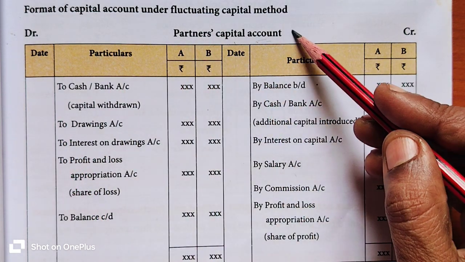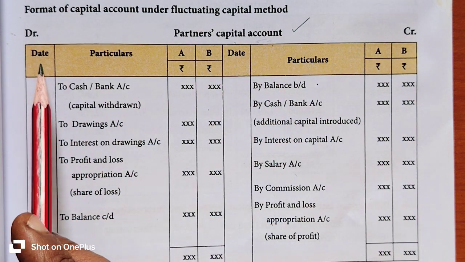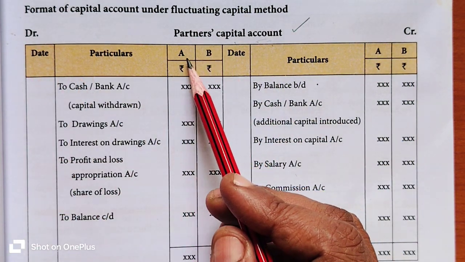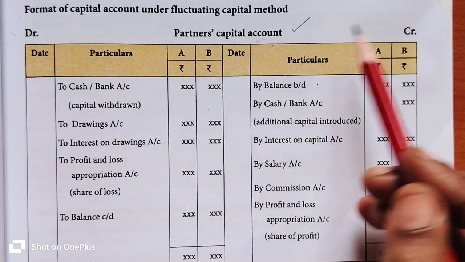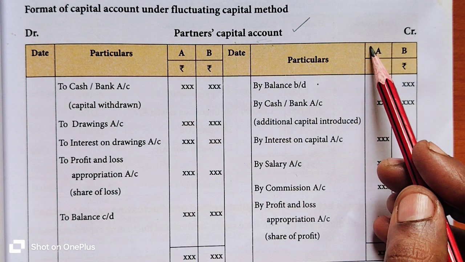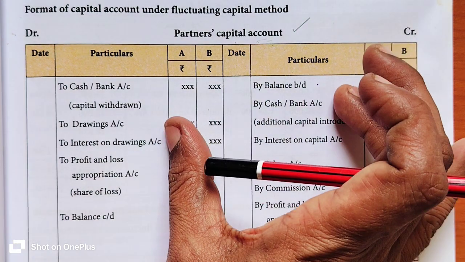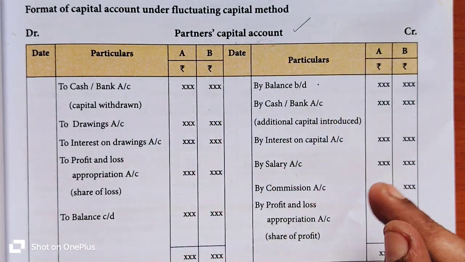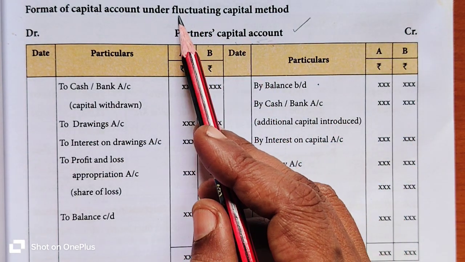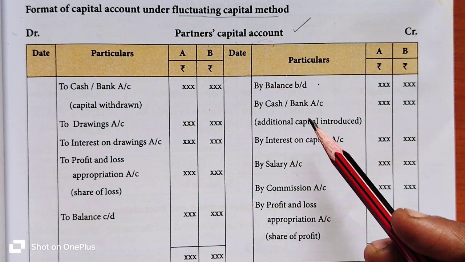First we have to write the heading, that is partners capital account. On the left hand side, the date, particulars and the names of the partners respectively we have to enter. On the right hand side, credit, date, particulars and respective partners' names we have to enter. So this is the simple format for the partners' capital account, which means the fluctuating capital method. Let's go to the credit side.